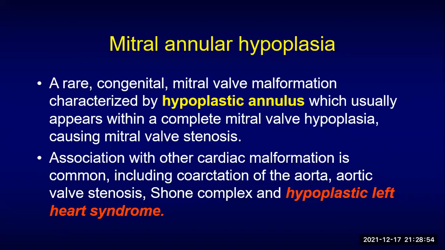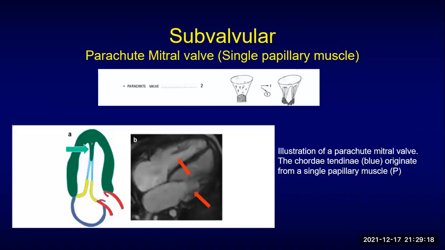Then we're gonna discuss mitral annular hypoplasia. It's a rare congenital mitral valve malformation characterized by a hypoplastic annulus, which usually appears with a complete mitral valve hypoplasia, causing mitral valve stenosis. It is most commonly associated with hypoplastic left heart syndrome and also other cardiac malformations.